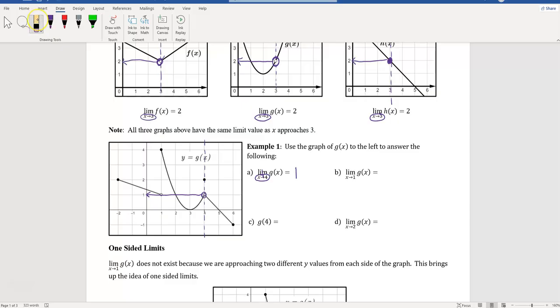I'm going to erase this so it doesn't get in the way of our next problem. Next problem, let's use red for that. I've got x approaches 1. Now right here is my 1.